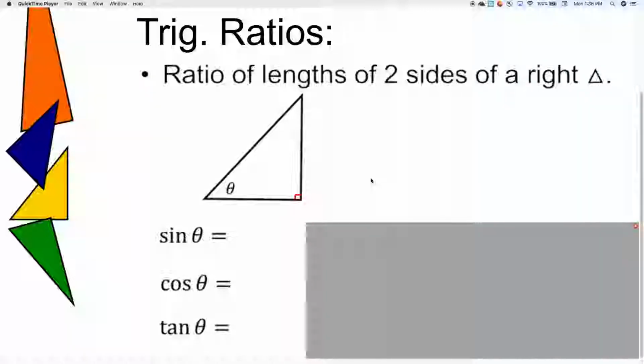Every time I say trig, I mean trigonometric, but I'm not going to write or say that every time. You probably don't want to either, right? So the trig ratios. A ratio is a comparison of two values. When we talk about trig ratios, the two values that we're comparing are two sides of a right triangle.